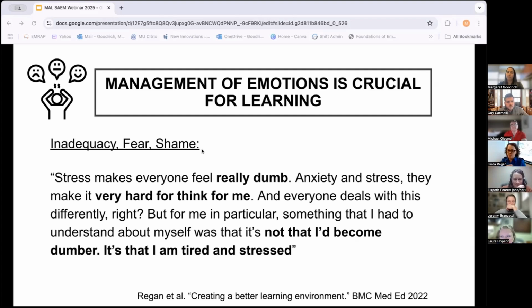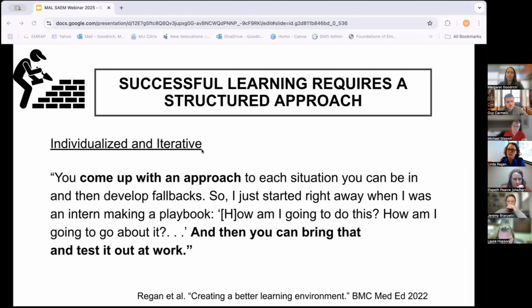I want to feel like I know what I'm doing. And then this concept that successful learning requires their structure, and that this is individualized and iterative. And what does that mean? That means that everybody who is learning and every learner you work with should have something a little different about the way they do it.